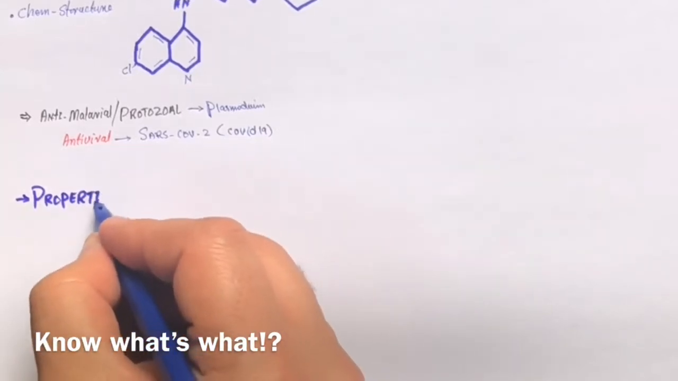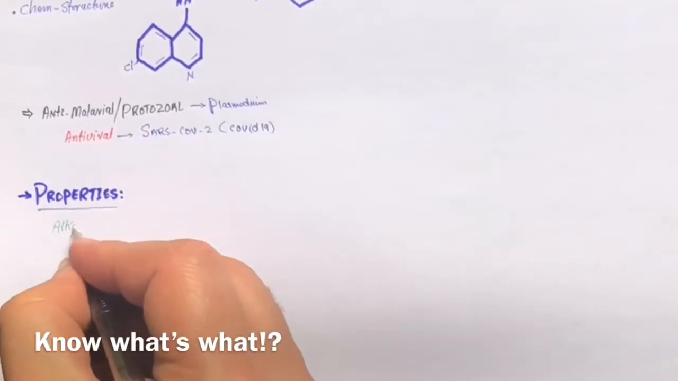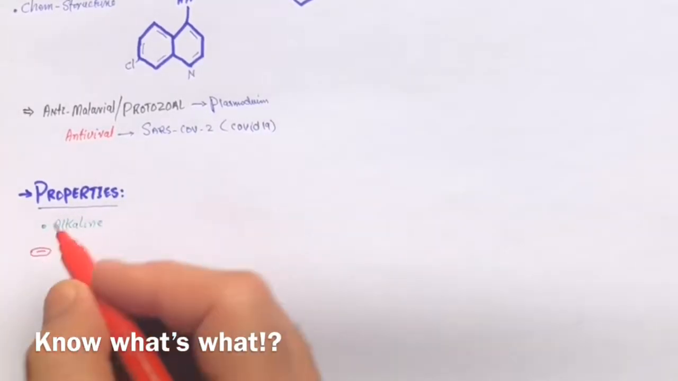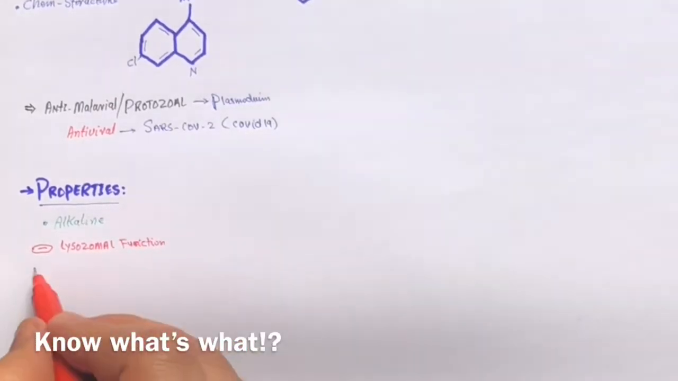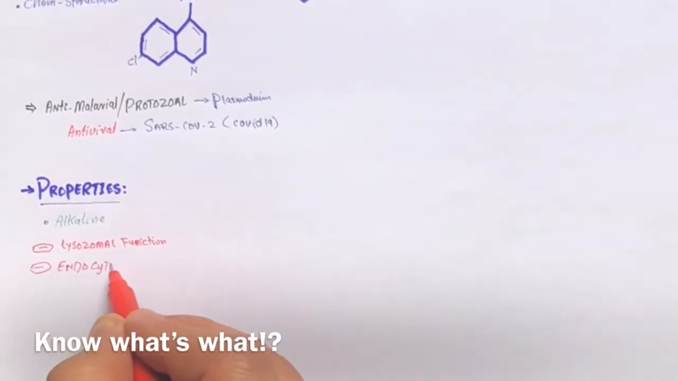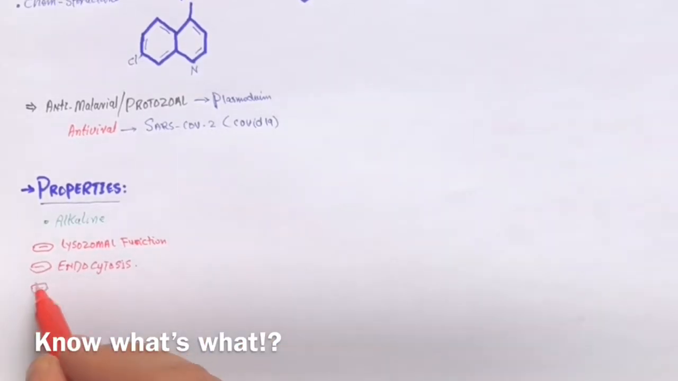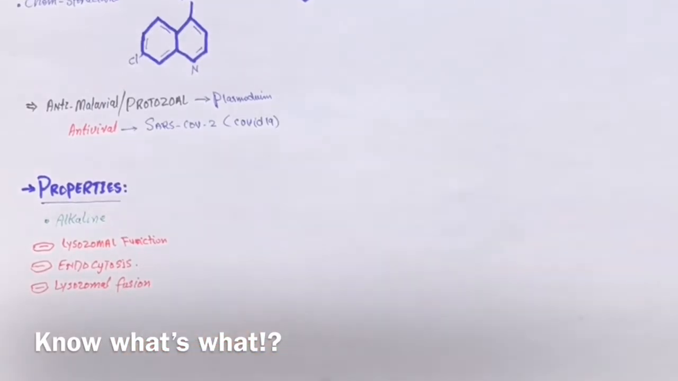Now we look at the properties of these drugs. They are alkaline in nature, meaning they are bases, and they make an acidic environment alkaline when used. They inhibit the lysosomal function, and they also inhibit endocytosis, and they also inhibit the endosomes' fusion with the lysosome.